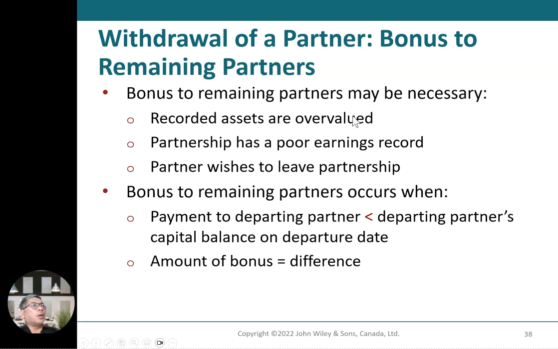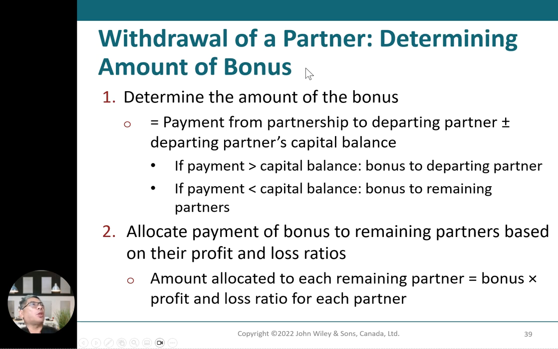A bonus to the remaining partners may be necessary when recorded assets are overvalued and the partnership has a poor earnings record, or the partner also wishes to leave the partnership. A bonus to the remaining partners occurs when the payment to the departing partner is less than, this is the key part, less than the departing partner's capital balance on the departure date. The amount of the bonus will be the difference. That's the key part. Okay. And then withdrawal in terms of the amount of bonus, we're going to look at this logic later. So this is the theoretical logic, and then we're going to look at the mathematical logic, the calculation.